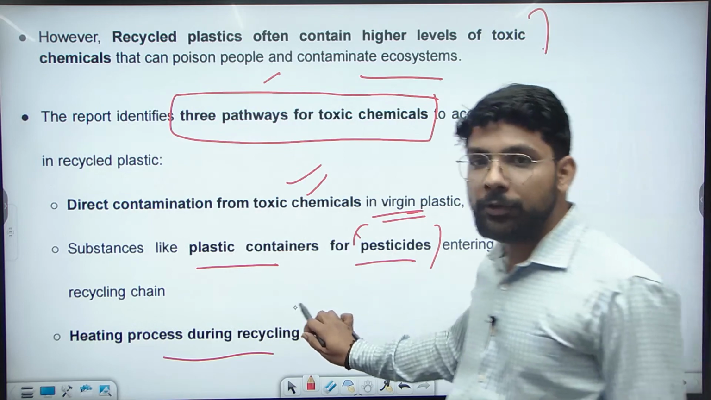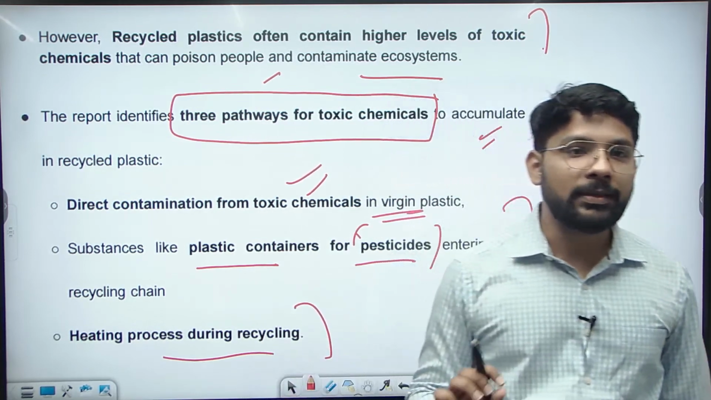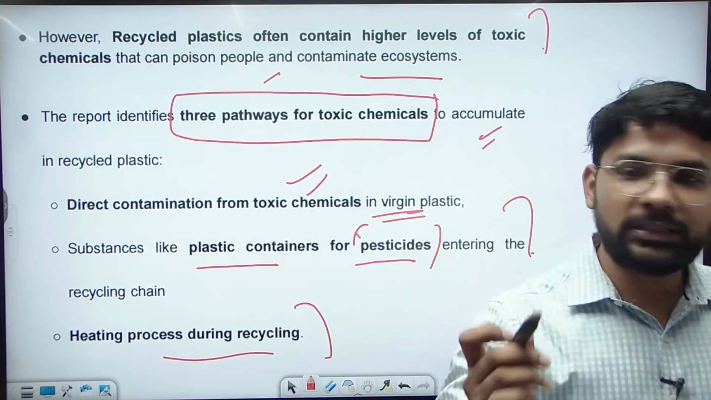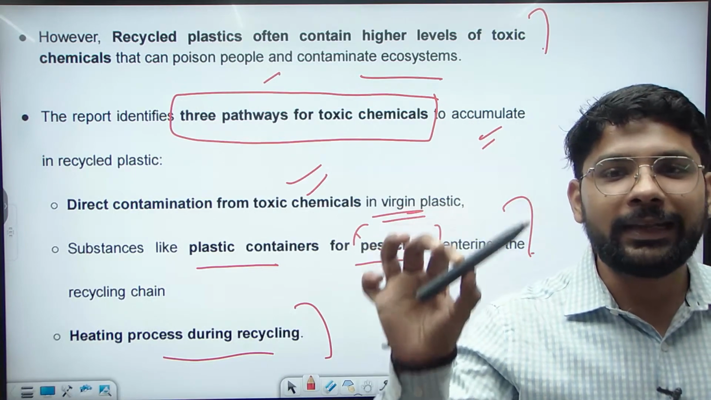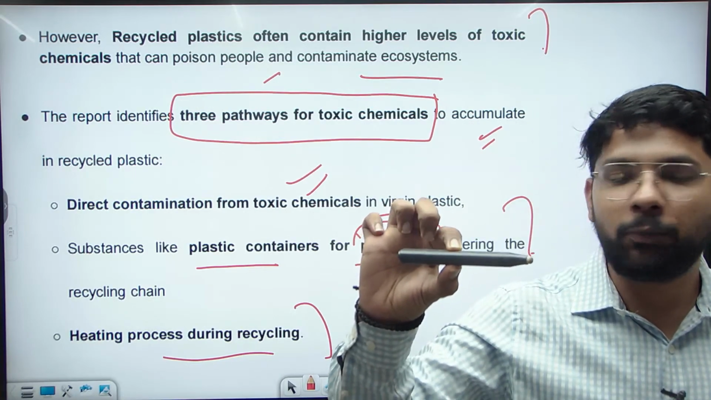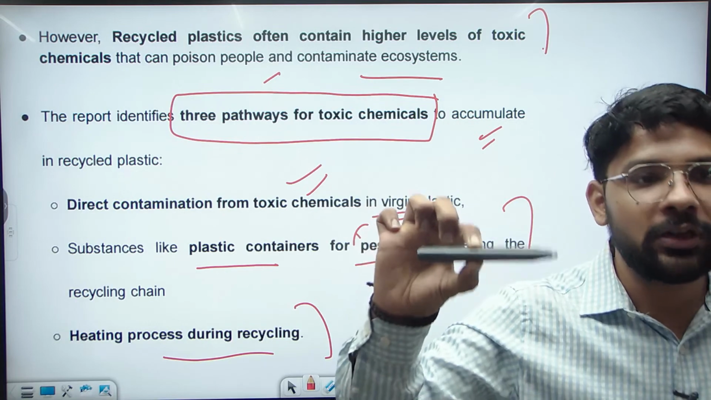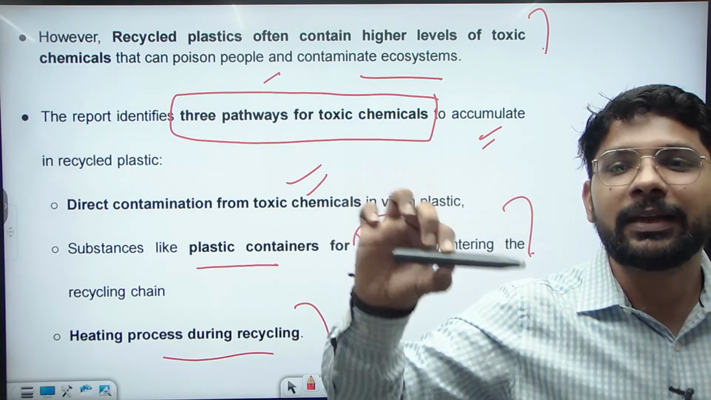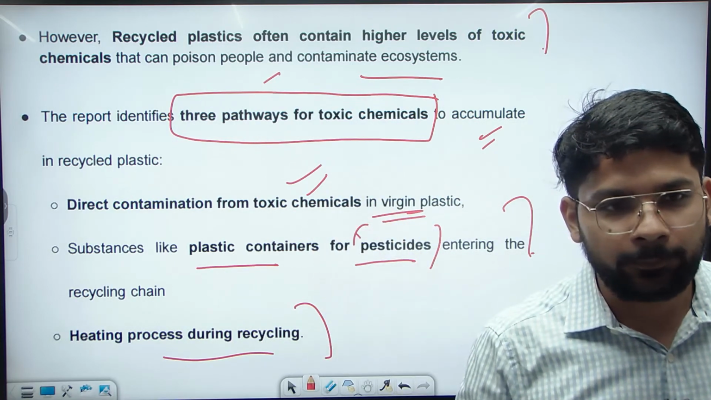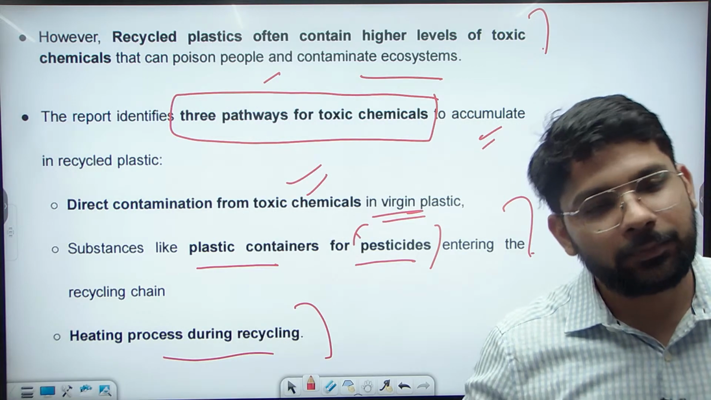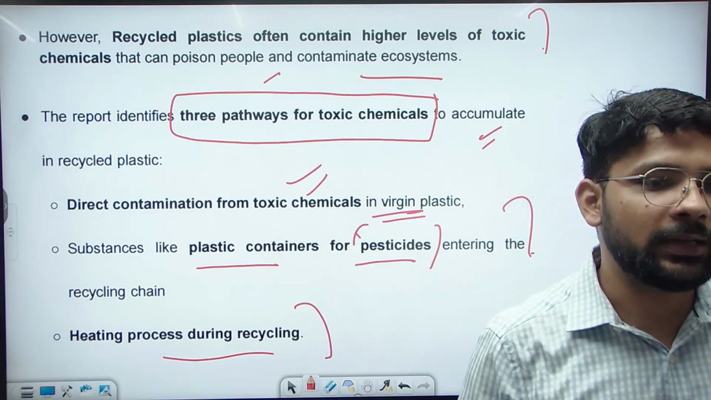Heating process during recycling means if we are heating this plastic pan above its boiling point, कह सकते हैं, or its stability point, it starts generating some amount of toxin that becomes dangerous for the next chain of the recycling purpose.